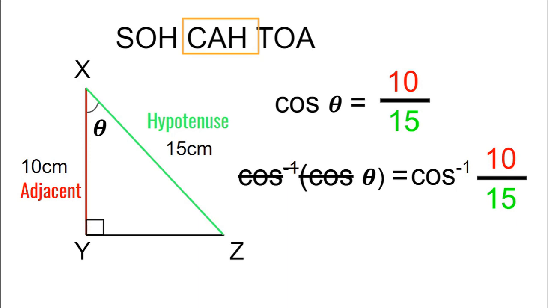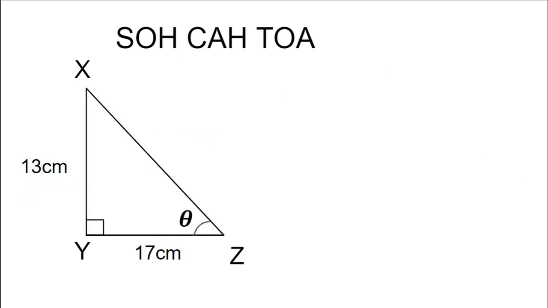Now on your calculator, cos inverse should be a secondary function. So if you click shift and cos, you might find cos inverse, or other ways your calculator uses to find cos inverse. So after you type in cos inverse in your calculator and 10 over 15, theta should equal approximately 48 degrees. Let's do another example, triangle XYZ.